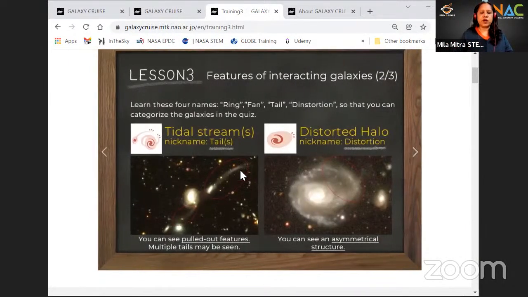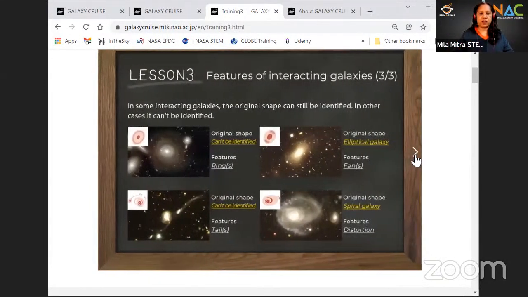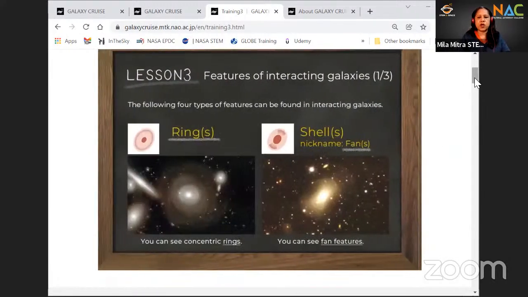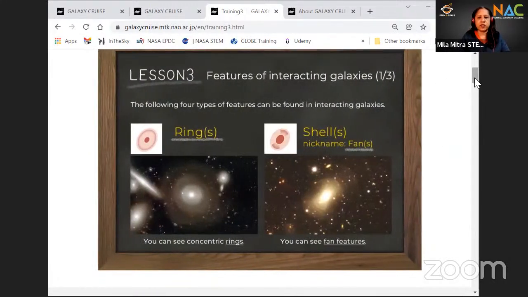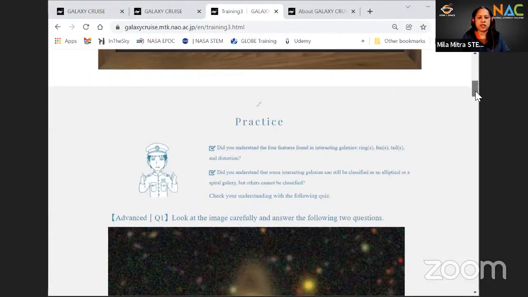Then there's the tidal stream or tails that you look for, or you look for a distortion, which means the spiral or the elliptical would look stretched. So let's look for some of these features. In this, you have to identify, is it elliptical? Is it spiral? Is it interacting? And what is the kind of interaction? All these things you have to identify. And sometimes you can't tell what it was originally, so you have a choice of stating that.